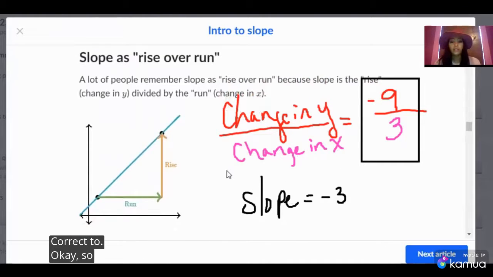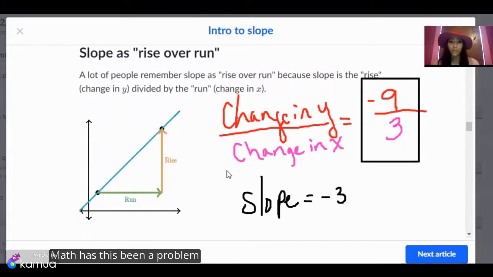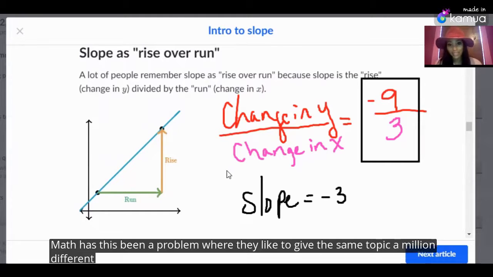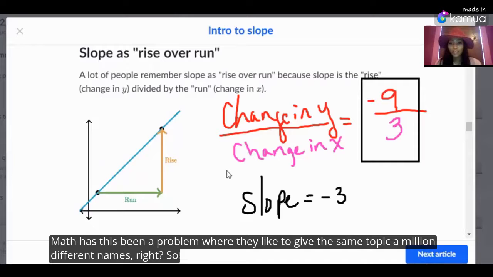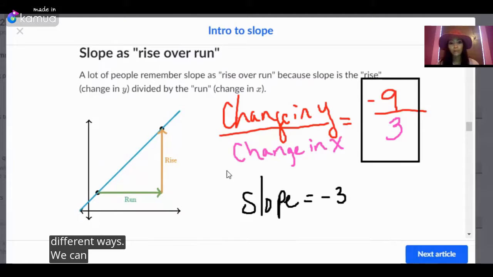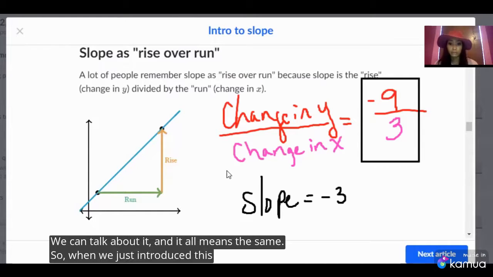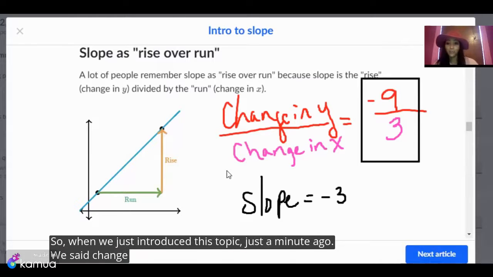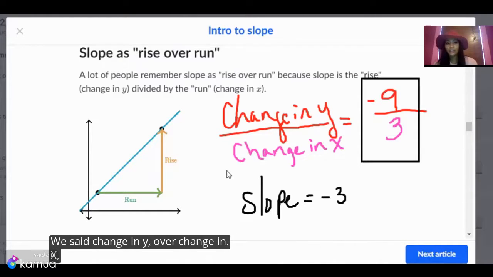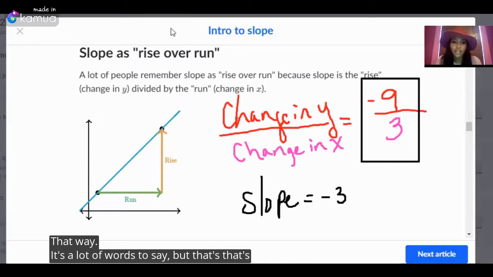Okay, so math has this kind of problem where they like to give the same topic a million different names. So slope is one of those things that has several different ways we can talk about it, and it all means the same. So when we just introduced this topic a minute ago, we said change in y over change in x. That's correct. There's nothing wrong with saying it that way. It's a lot of words to say, but that's just how it is.